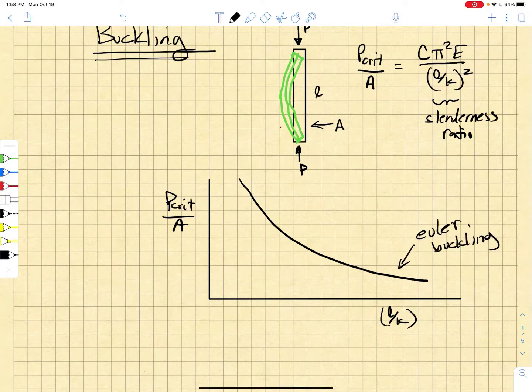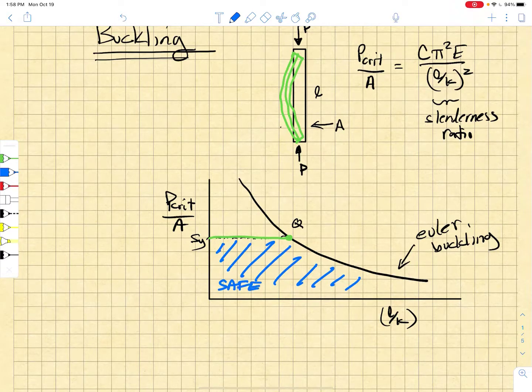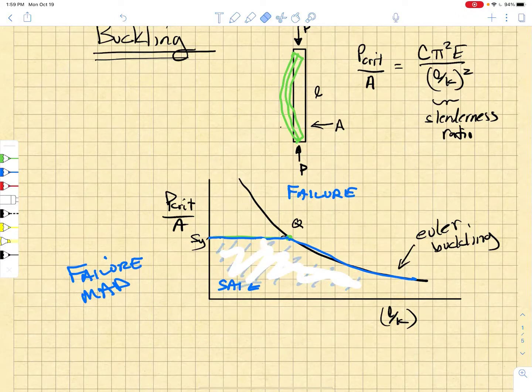Now, I also mentioned in the last lecture that we are also interested in when that column might yield. The yield line intersects the Euler line at the point Q, and as a first go, we say everything below the yield line and below the Euler buckling line is safe, meaning loading will not lead to failure, and everything above it is failure. We will either get buckling failure or we would get permanent deformation. So this becomes a failure map because we can locate the geometric and loading conditions for which we have safe loading of the structure.